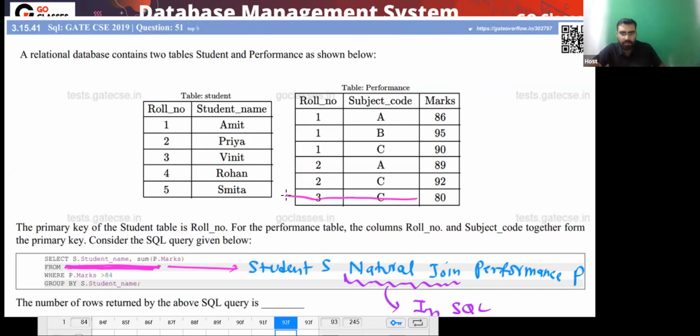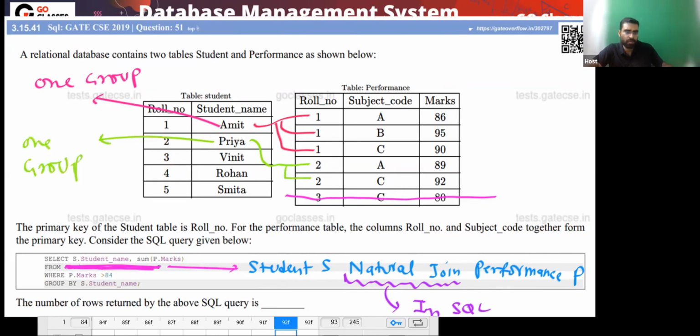Now this will match with this. You can notice that because of Amit, one group will be created, and because of Priya also, one group will be created. Only two groups will be created, so the answer will be 2. Is this clear? In one group you will have 3 tuples, and in another group you will have 2 tuples.